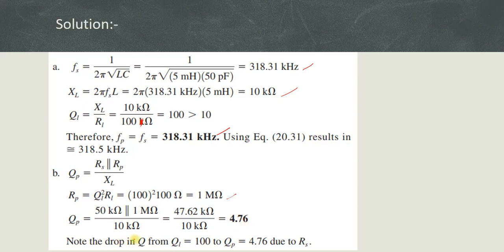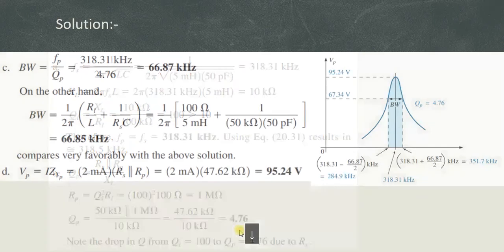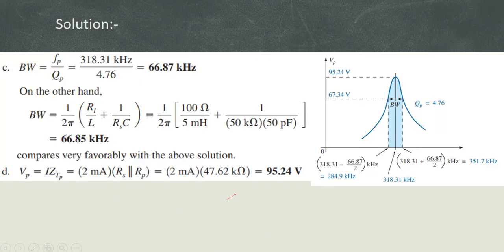So here you note the drop in Q from QL. We know that QL is around 100, here Qp is dropped to 4.76 due to that Rs. It is a very important conclusion in this problem. So next thing, the bandwidth is Fp divided by Qp, so therefore 318.31 kilohertz divided by 4.76. If you simplify this, the bandwidth is around 66.87 kilohertz.